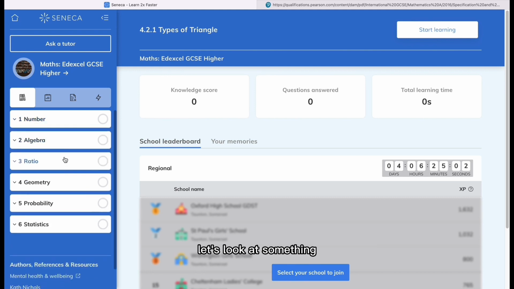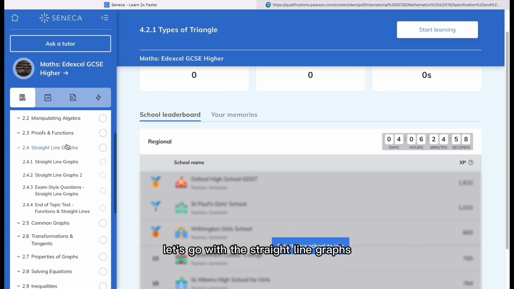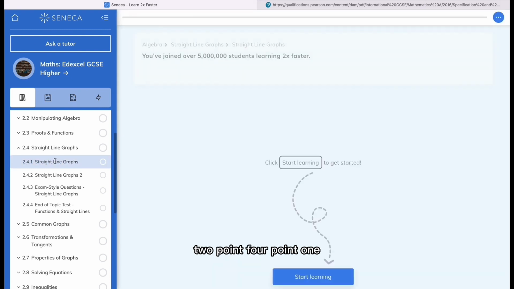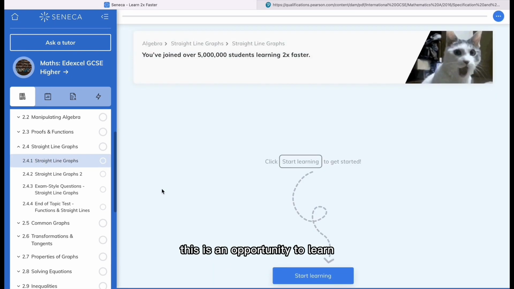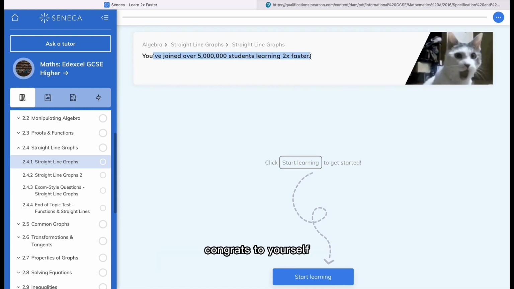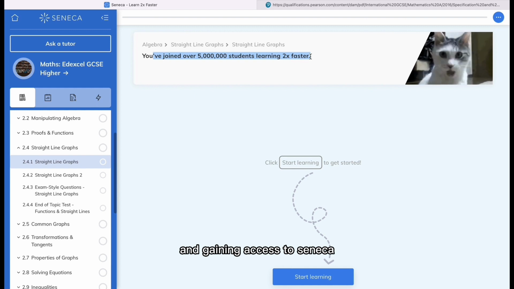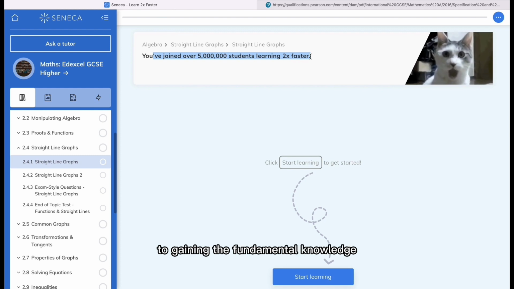Let's look at one of these topics here. Let's go with something a little bit more interesting. Let's go with the straight line graphs, and let's start off with this topic over here, 2.4.1 straight line graphs. This is an opportunity to learn. You've joined over 5 million students learning 2 times fast. So congrats to yourself if you watched this video and are gaining access to Seneca Learning for the first time, because this is the number 1 tool to gaining the fundamental knowledge.